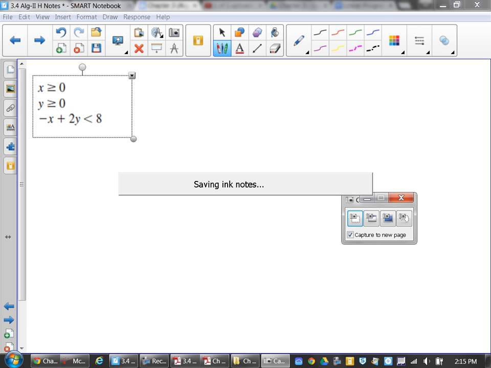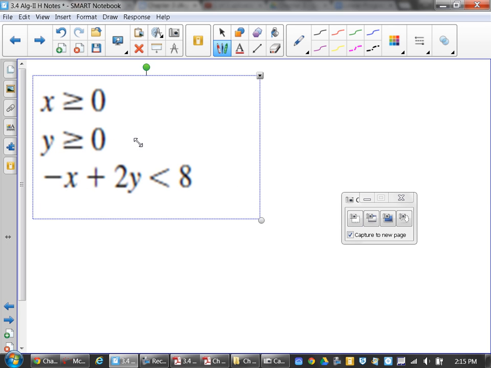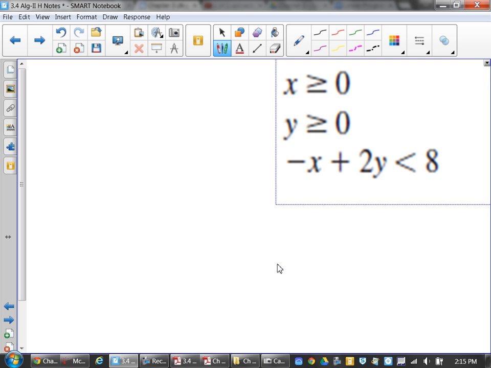Yes, ma'am. So the dotted lines are just for... Yep. The question was about solid lines: solid lines for greater than or equal to or less than or equal to, and dotted lines if they're just less than or greater than.